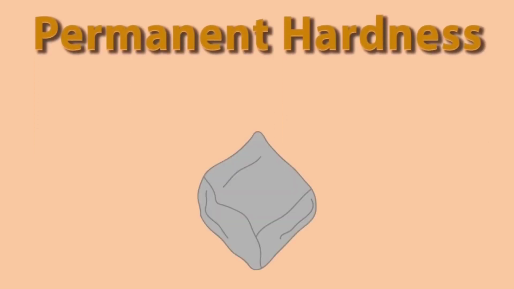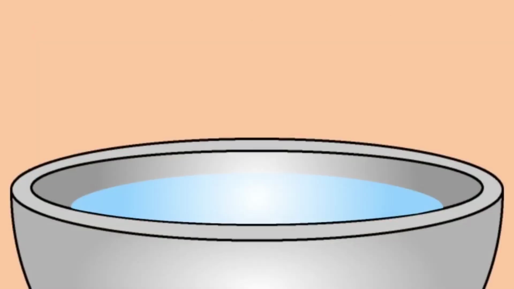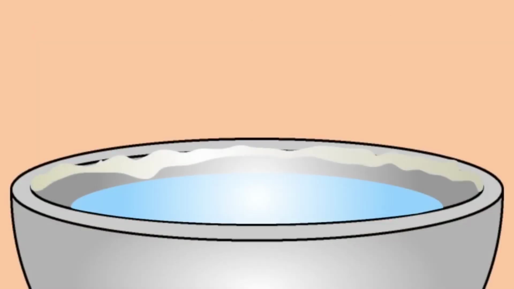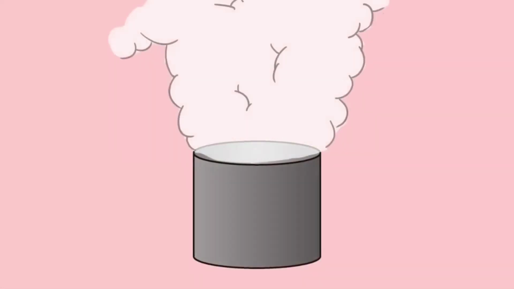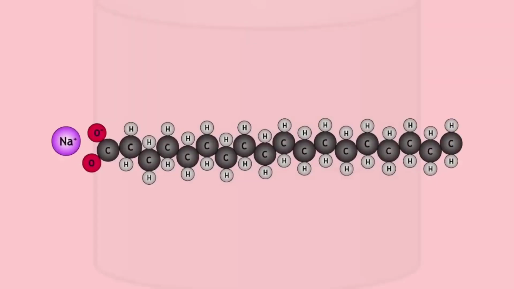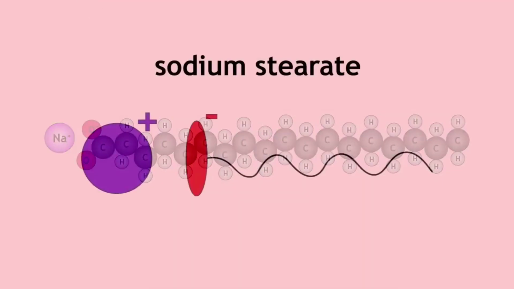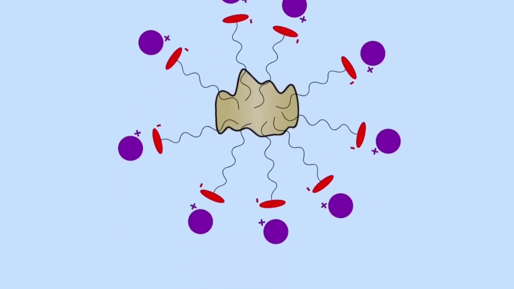Another form of hardness is called permanent hardness, which comes from rocks containing gypsum, which is calcium sulfate. In this case, you do not get limescale, but you still, of course, get a scum with soap. So what is this scum? Well, soap is made by boiling natural fats and oils with sodium hydroxide. The soap molecules, for example sodium stearate, have a long tail which is attracted to oil or dirt, and the sodium ion end which is attracted to water. In this way, dirt is lifted off your hand and the clothes and is carried away by the water.